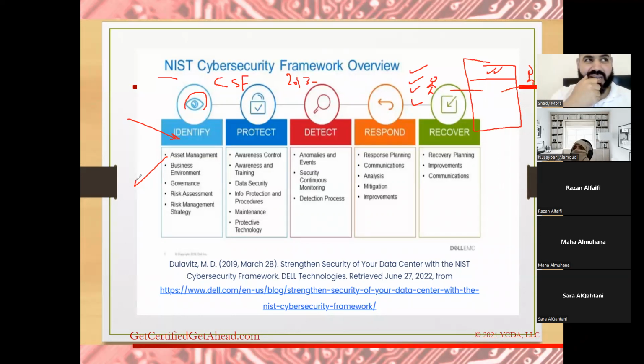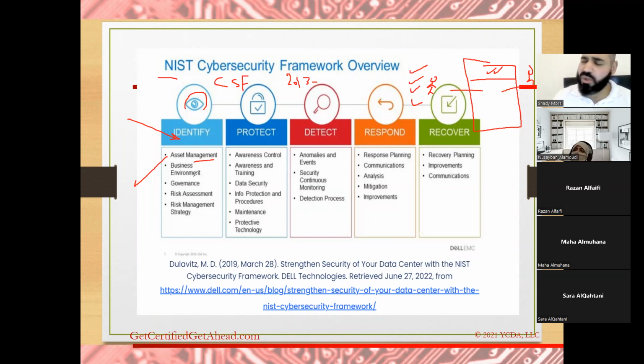If I told you I have a house, but I never told you what is inside this house, and I never told you how important the stuff in this house is, can you really protect this house? No. If I never tell you how many doors and windows are in this house, can you really protect it? No. So the answer here is, in order to protect anything, you need to do asset management. You need to know what assets you have.